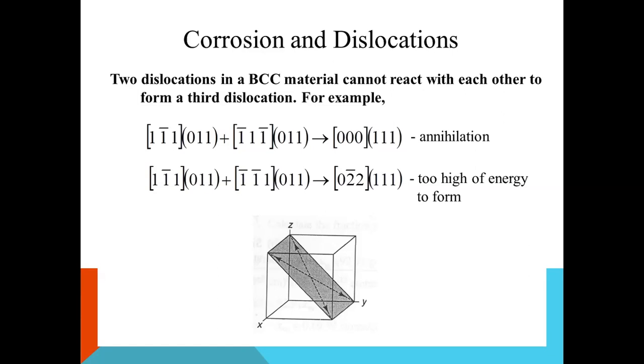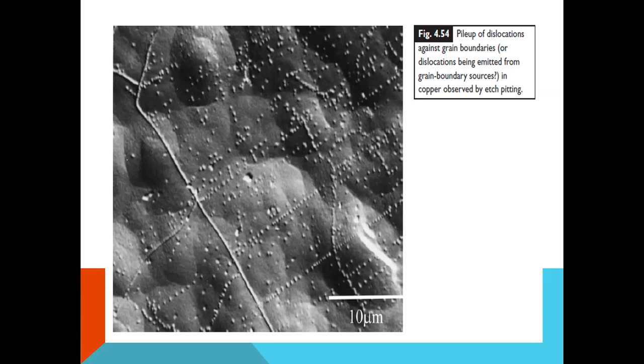For example: number one, it leads to annihilation. Two, too high of energy to form. Figure 4.54. Pile up of dislocations against grain boundaries, or dislocations being emitted from grain boundary sources. This microstructure is observed in pitting.